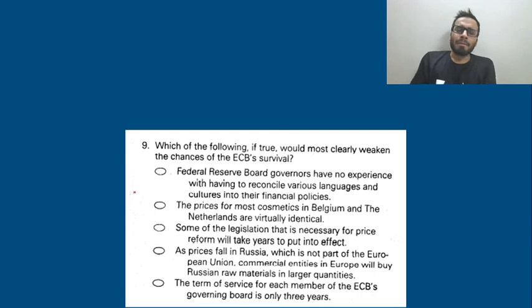Ninth: which of the following, if true, would most clearly weaken the chances of survival? Now, this is a rather tricky question. This critical reasoning question has come up, asking which of these would weaken the chances. So let's read all the options and see. A: Federal Reserve Board governors have no experience with having to reconcile various languages and cultures into their financial policies. Okay.